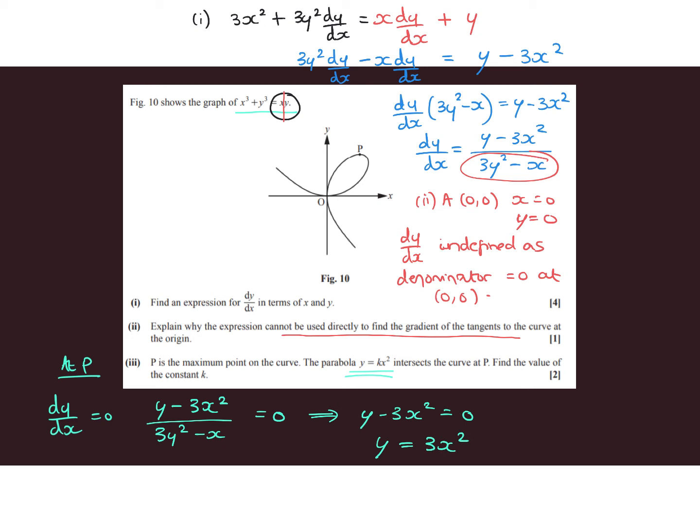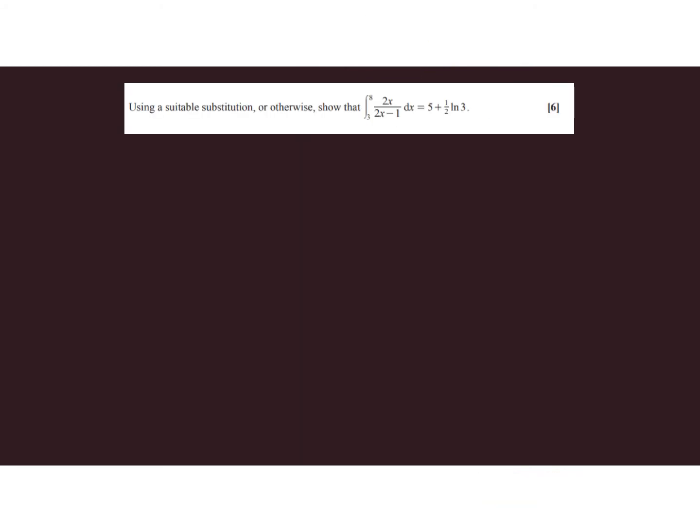And if we're looking for a point of intersection with a parabola that's of the format y equals kx squared, well, this is only going to work if it's got the same equation as y equals 3x squared. So it's got to be k equals 3. And you can see that because if you set 3x squared equal to kx squared, it just becomes obvious that k has got to equal 3.